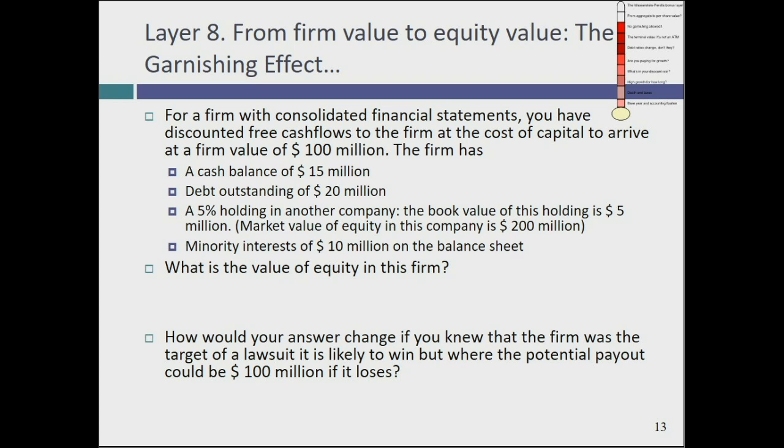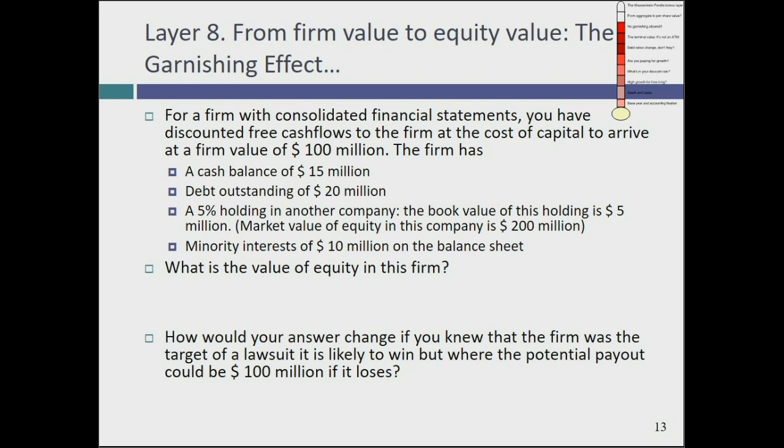I have a 5% holding in another company. The book value of the holding is $5 million. The market value of equity in this company is $200 million. First, add, subtract, or ignore, and then I'll ask you how much. This is, now we're getting to that cross-holding thing that gave you headaches on that second quiz, right? Well, if it's only 5%, you can't consolidate it, right? So basically, you're going to add, and the reason you're adding is because it's a minority holding, that income shows up below your operating income line. You got to add 5%.